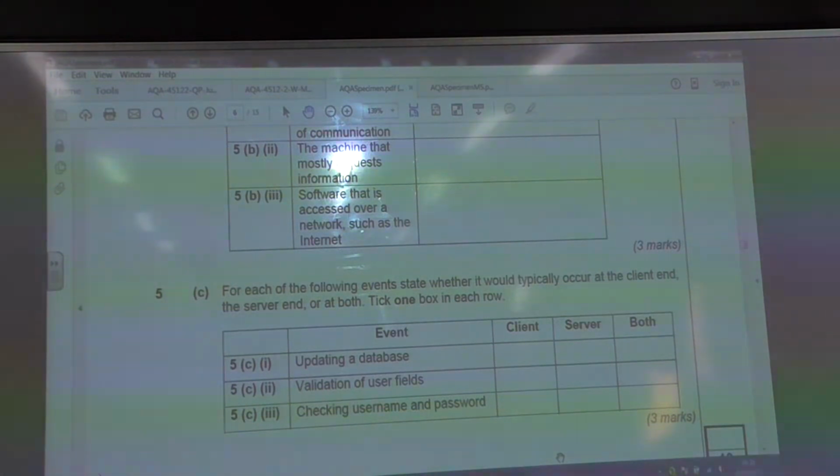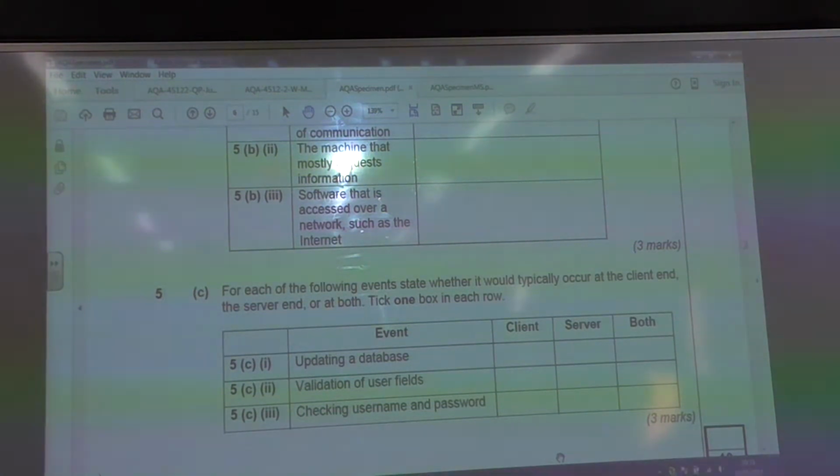I like this question. This one always stimulates a little bit of debate. If you're updating a database, is it being updated on the client, server, or both? The server. The database is on the server. Validation of user fields. I would say both. It's 100% both, because the client is running the code that checks, as is the server.